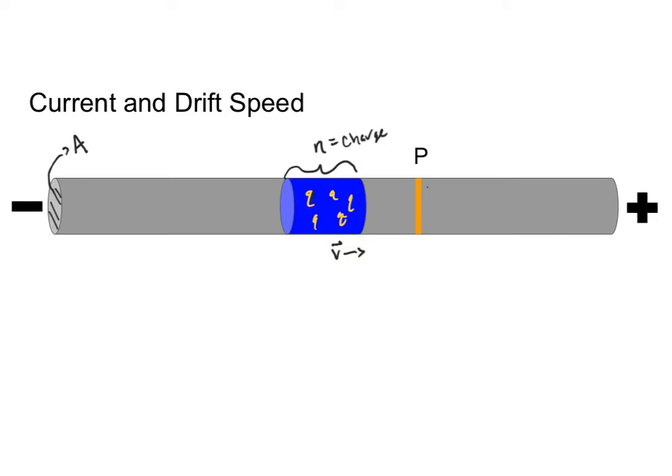So in 1 second, we'll say that N A v Q charges will pass through point P. In other words, the charge density of our conductor times the cross-sectional area of the conductor times the speed of each individual electron times the charge on those electrons is equal to the charge going through point P in 1 second, or again, I. So I know that the drift speed of my electron is equal to I over N times A times Q.